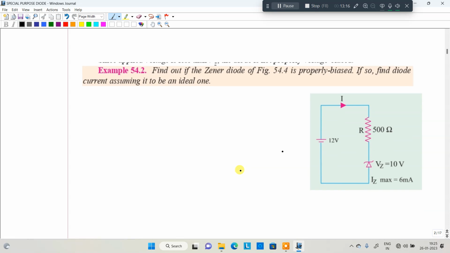Find out whether the Zener diode shown in the figure is properly biased. So find the diode current assuming it is ideal. Ideal means that there is no internal resistance. So this type of question may be asked in the examination. First of all, see 12 volt and then 10 volt. Which one is greater? Input voltage is greater. That condition is satisfied. Whenever input voltage is greater than the Zener voltage, the diode is properly biased.